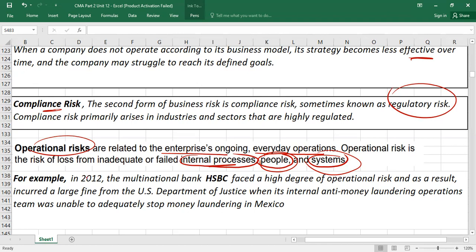Here an example is quoted: in 2012, HSBC bank, right? It is a multinational bank. HSBC faced a high degree of operational risk. Why? Because, as a result, it incurred a large fine from the US Department of Justice. Actually, maybe there were certain laws and regulations relevant to money laundering operations, but HSBC was unable to stop money laundering in Mexico. It means it's a failure of internal processes, you can say. Or maybe it is a failure of people also, maybe those people who were responsible were not working. So that is why the US Department of Justice imposed a huge fine on HSBC. This is what is operational risk.